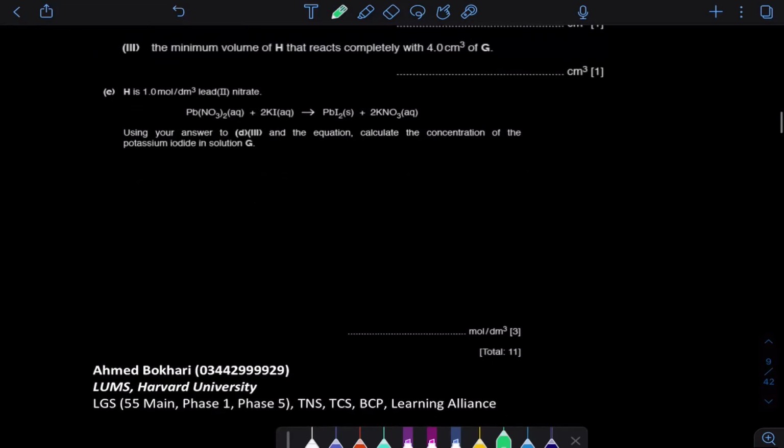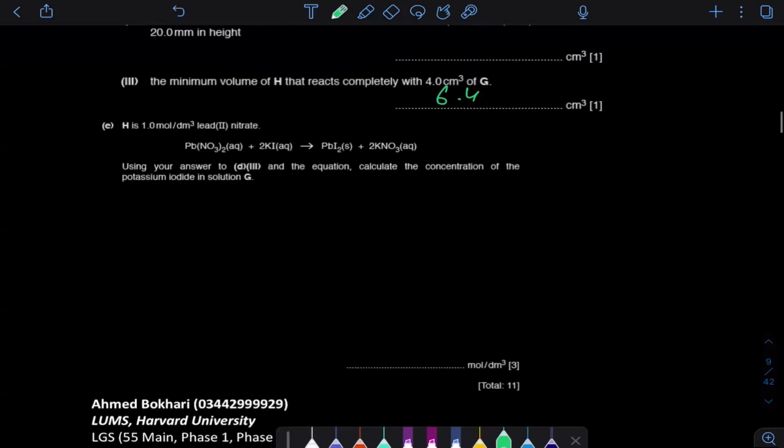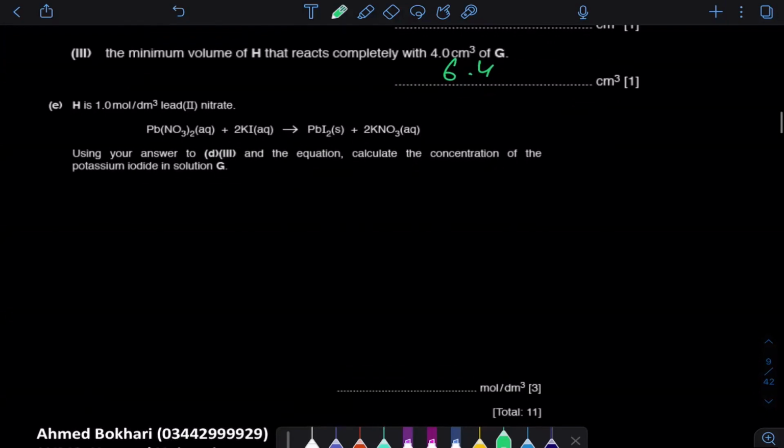And this is an interesting part that I want you to know. H is 1 mole per dm cube lead nitrate. This is H, this is G. And we just figured out the volume of G was 4 cm cube. The volume of H was 6.4 cm cube. Use your answer. Calculate the concentration of potassium iodide in G. Okay, so I have volume here. I have volume here. I also have concentration here, which is 1. So what's missing? Number of moles.